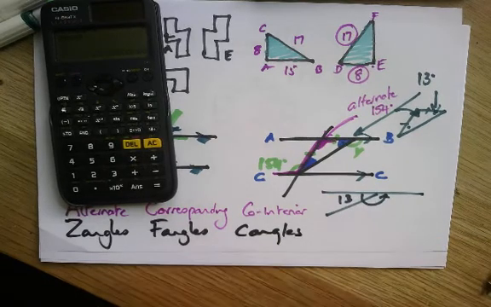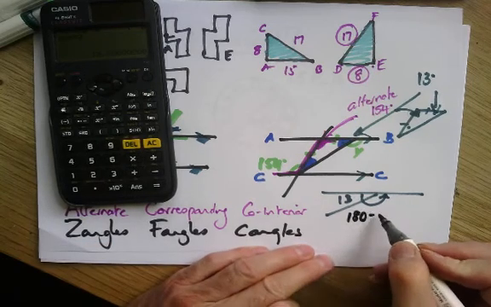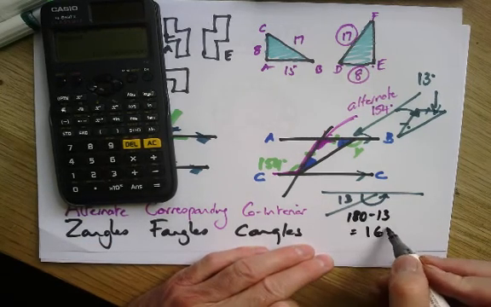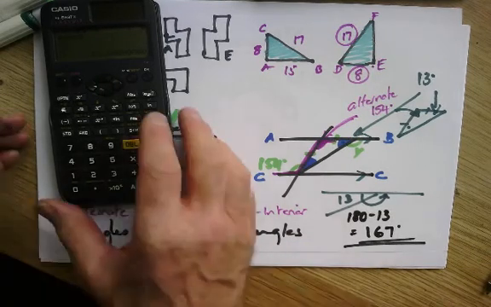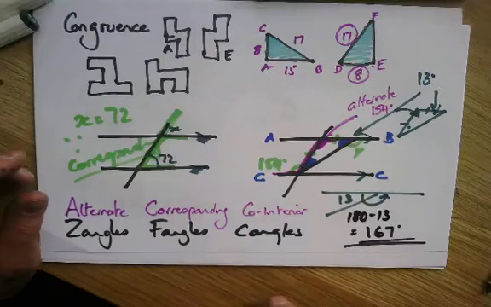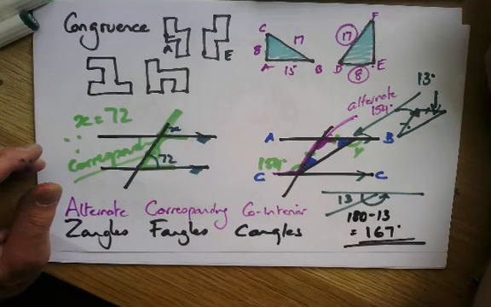Angles on a straight line, if you remember, what do they add up to? You're shouting at the screen, 180, well done. So that's going to be 180 minus the 13, which is 167 degrees. Quite a lot of process going on there. In the next video, I'll go on to the next part of this session and show you what to do.